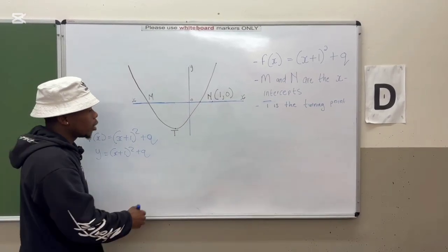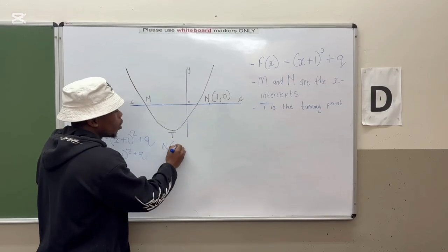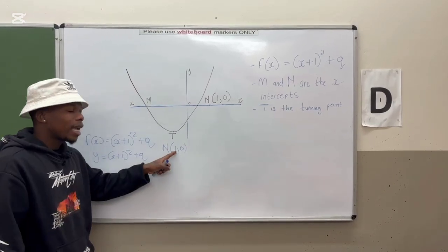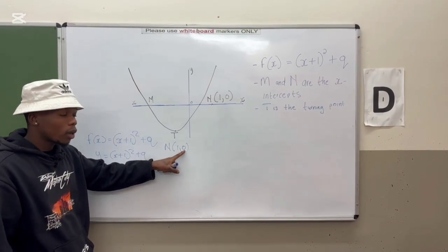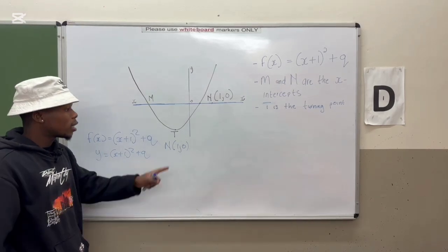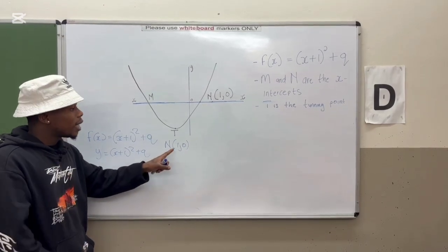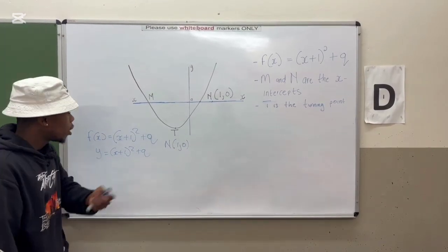Now let's check something. What are the coordinates of n? We have 1 and 0. Remember, x is 1 and y is 0. Where I see y, I substitute 0. Where I see x, I substitute 1. Now let's carry on.